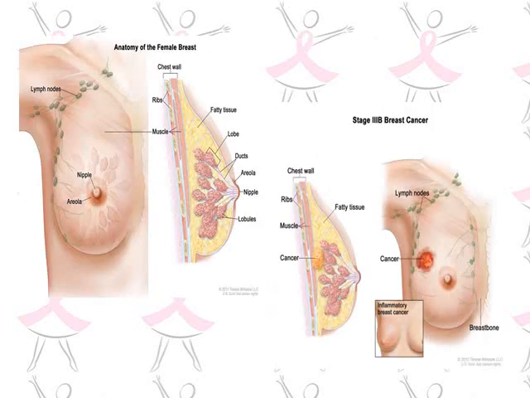This picture shows the anatomy of the female breast. The left picture shows the normal breast without any cancer cells, while the right picture shows a stage 3 breast cancer. You can see there are cancer cells. The small picture of the breast shows changes of the breast.